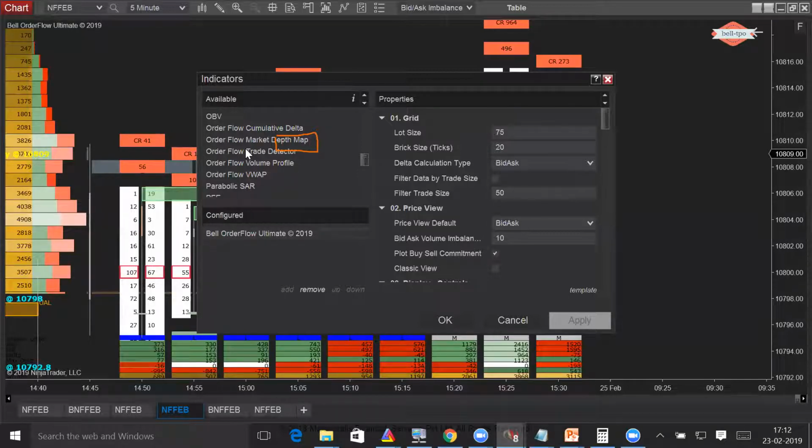See, first of all, Ninja Trader is a platform which is free. You can go and download it from ninjatrader.com. It comes with a free license. On top of the Ninja Trader platform, there are many third-party vendors for Ninja Trader. It's under the Ninja Trader ecosystem. One of the vendors is Bell TPO, and they supply market profile and order flow tools for Ninja Trader users. So you can download Bell TPO. You can go to belltpo.com and activate your trial.